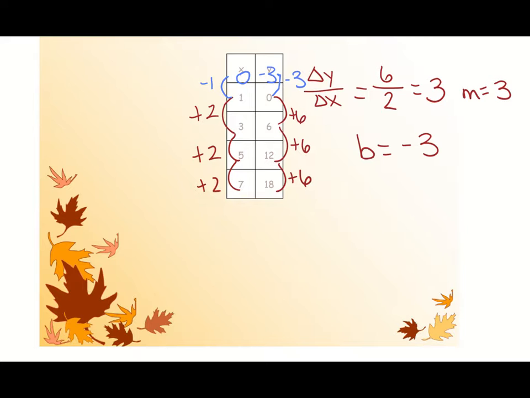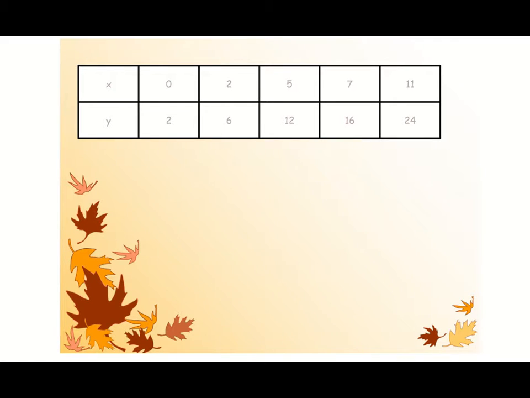So now I'm going to put it all together. y equals my slope of 3, 3x minus 3, which is where my y-intercept falls in the table.